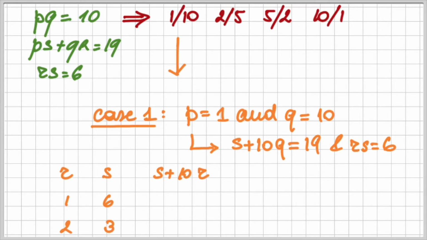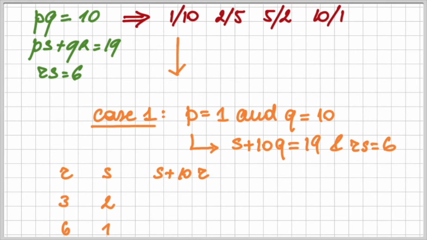We have 1 and 6, 2 and 3. We have the others in the next step. And now we calculate S plus 10R. So for the first one, we have 1 plus 60. S is 6 and R is 1, so we have 16. This does not comply with the solution. The next one is 3 plus 20 is 23. It also doesn't comply. So now we have to look at the other possibilities.